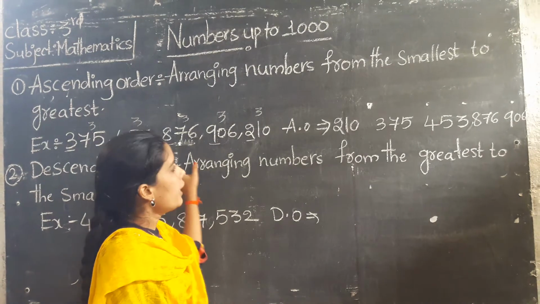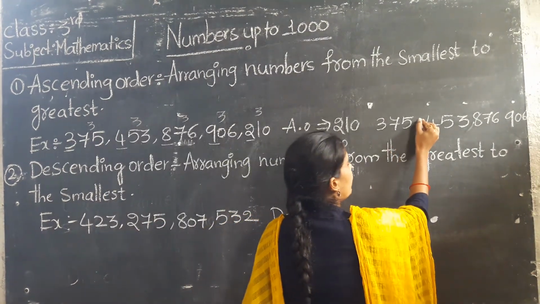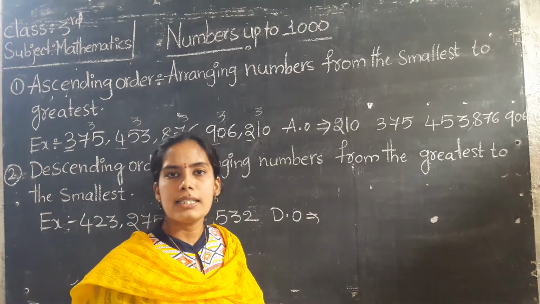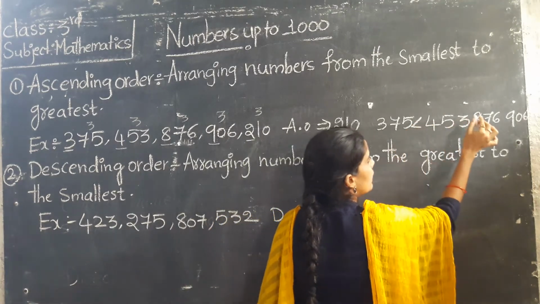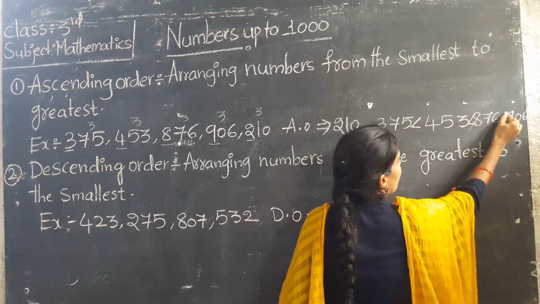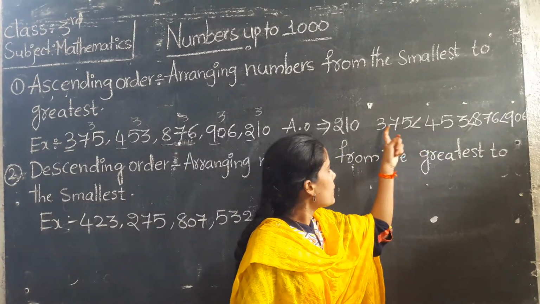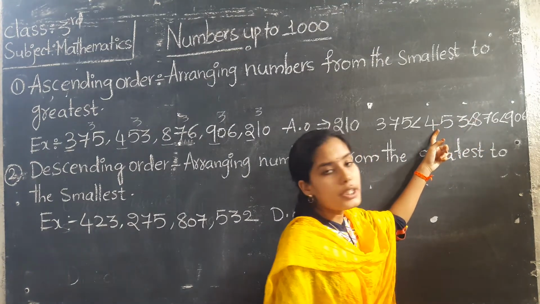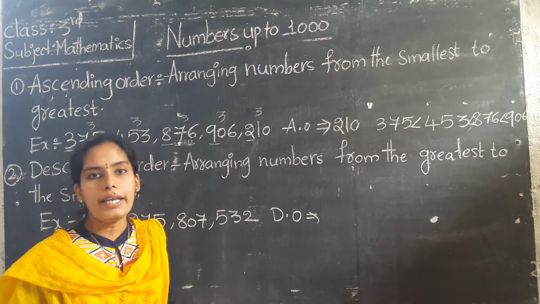So children, here we are using one symbol. How is it used? We already know how to compare numbers using symbols: greater than, less than, equal. Here we have to use the less than symbol. To compare these two numbers, 375 is small. To compare these two numbers, 453 is small. Like this we use the symbol in ascending order.